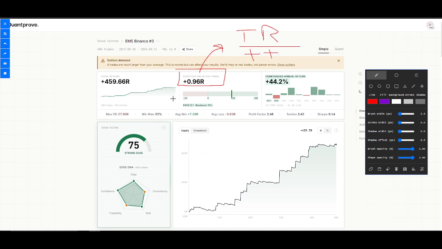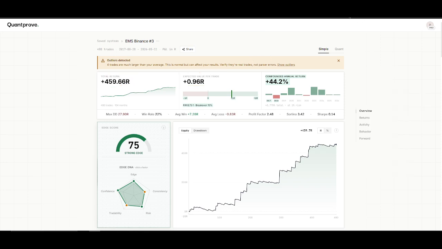So let's say you have 460 R divided by 480 trades. That's basically what expected value means, and that's the expected value that you get every single time that you open a trade. It doesn't matter if that's a win or a loss. I always use the same example. Let's say that you are a closer for, I don't know, a coaching agency, and you call 10 clients.